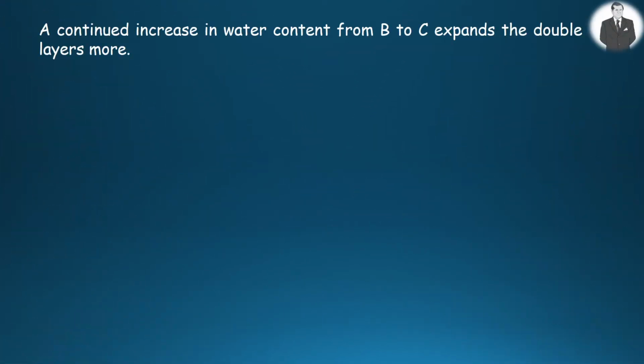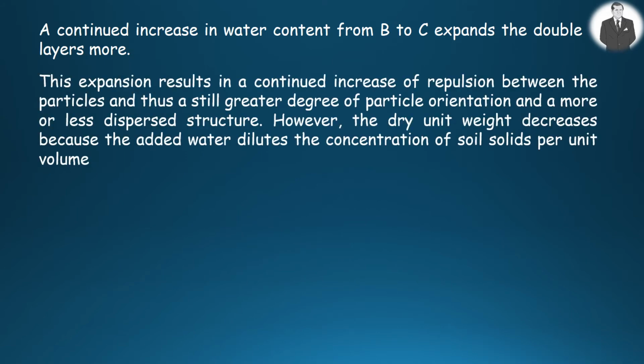Continuous increase in water content from point B to point C widens the double layers more. This widening causes an ongoing increase of repulsive forces between particles, and therefore the degree of particle orientation becomes greater, and the structure of soil becomes more or less dispersed. Nevertheless, the dry unit weight drops because the added water dilutes the concentration of soil solids.